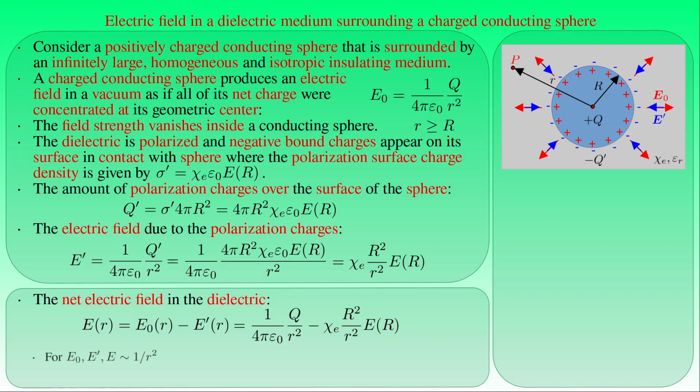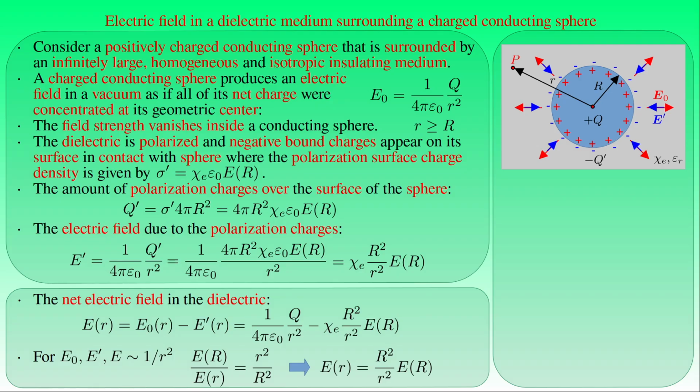Since the fields E0 and E' decrease in inverse proportion to the square of the distance from the center of the sphere even in the dielectric, this must be the case for their superposition, that is the net field E as well. Then we can write that the ratio of the magnitude of the electric field E evaluated at the radius R to its magnitude evaluated at the radius r, is equal to the ratio of r squared to R squared. As a result, we can express the magnitude of E evaluated at r as the ratio of R squared to r squared, times the magnitude of E evaluated at R.